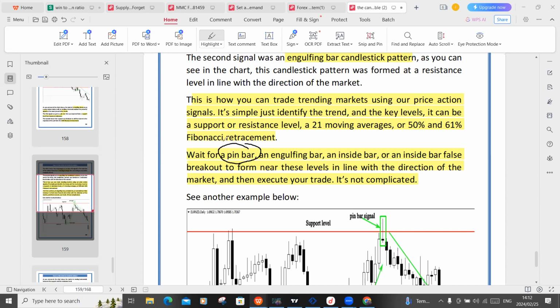Backtest your charts, look for pin bars, look at where they happen. When they happen at a zone, check how the price plays out. That's how you backtest, right?